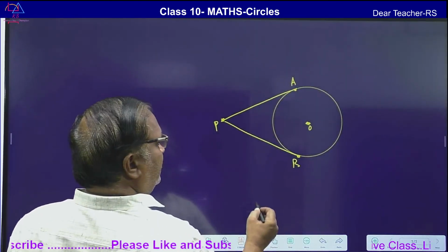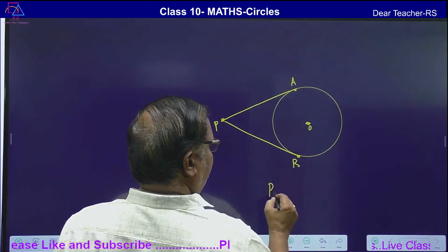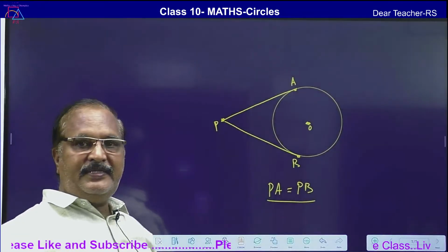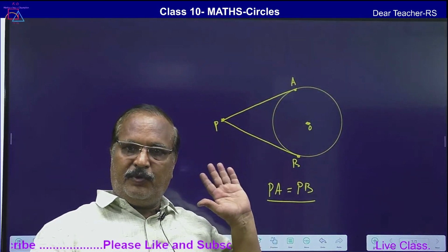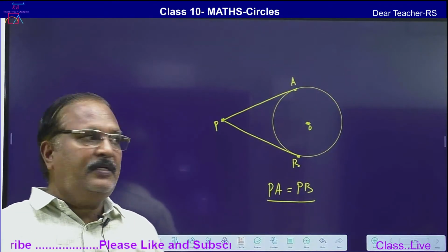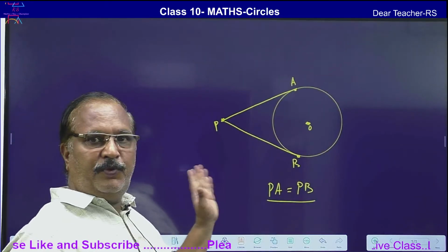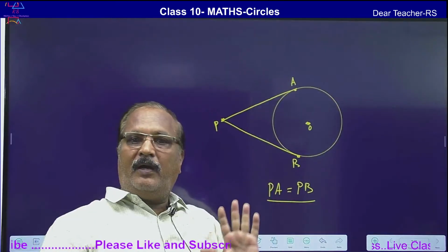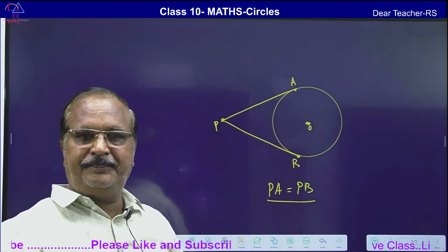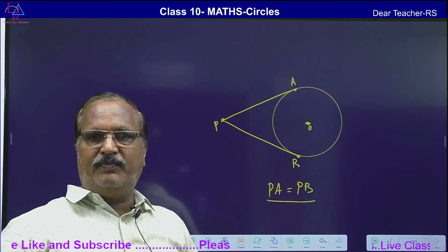So now theorem 2 says this PA is equal to PB. That means the tangents from an external point to the circle are always equal. This is the second theorem: the tangents from an external point to the circle are equal. That means PA is equal to PB. I will tell you the proof directly.